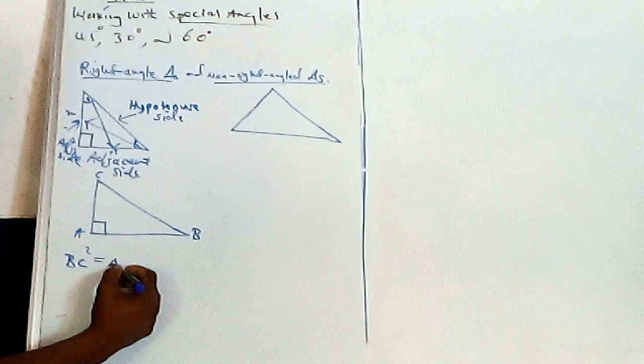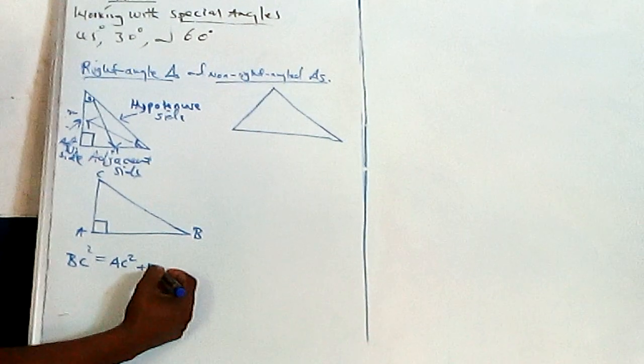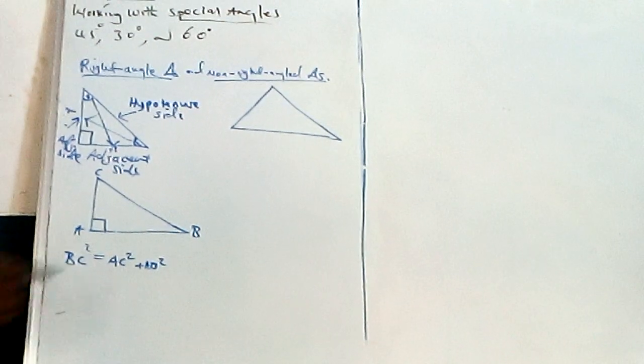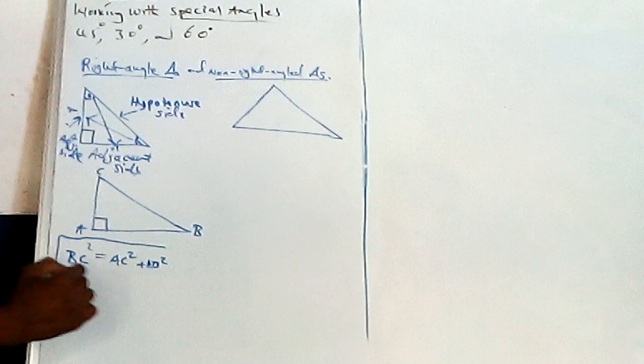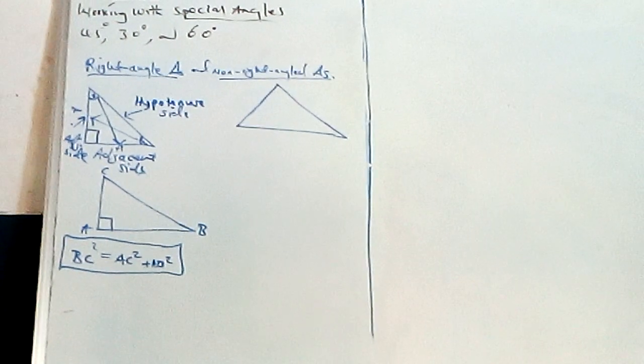It will be AC squared, plus AB squared. Excellent. Don't forget this rule, please. Don't forget. Very important.